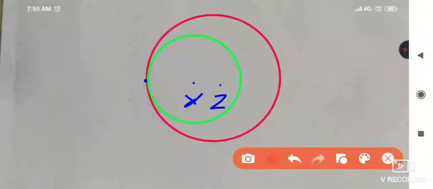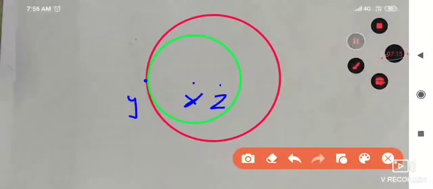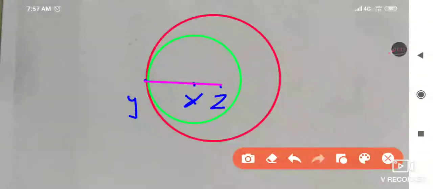Here is the Y. Now you see these three points are on one line. These three points X, Y, Z are on the same line. So here they told you to draw a circle with center Z. This is the center Z, and the red circle is the circle with center Z.